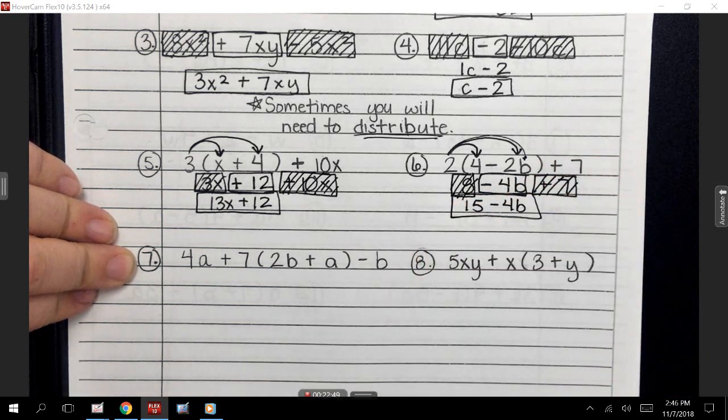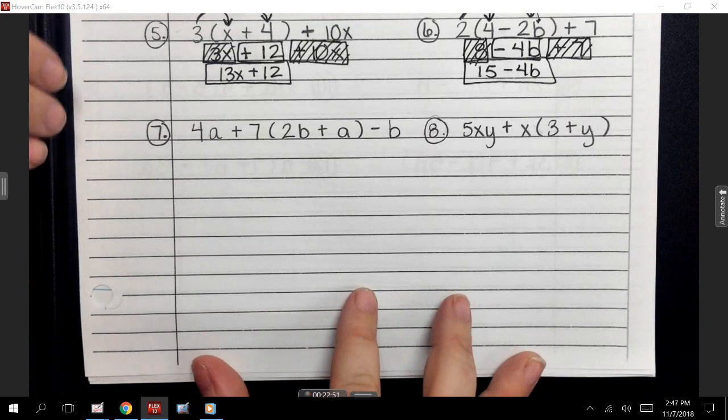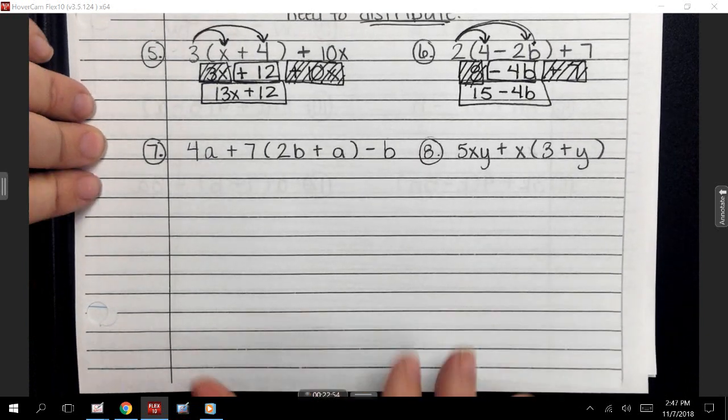Okay. All right, number 7. These last ones are a little bit challenging, but I think y'all are ready for it.